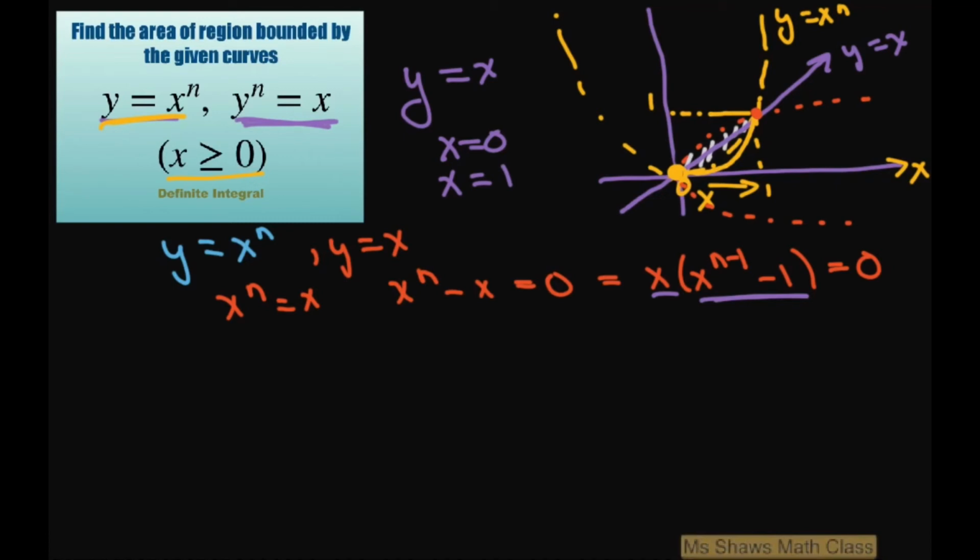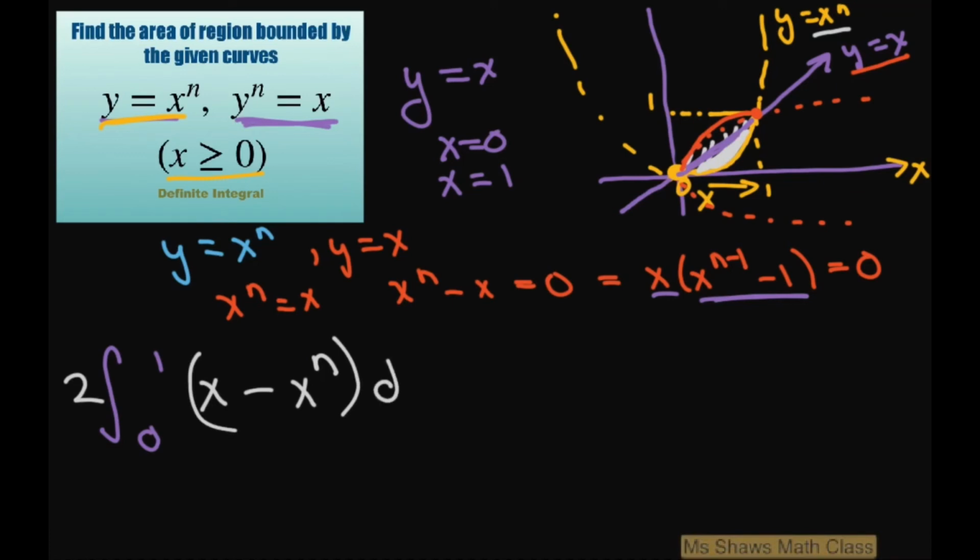Now, to set up our integral, since it's symmetric about the line y equals x, we're going to use y equals x as our upper bound. So we're going to write this as the integral from 0 to 1, and we're just going to take the area of this part here and multiply it by 2. All right, so the upper bound is going to be y equals x. You write x minus, and then your lower bound is x to the power of n. So you're going to subtract x to the power of n and then dx.